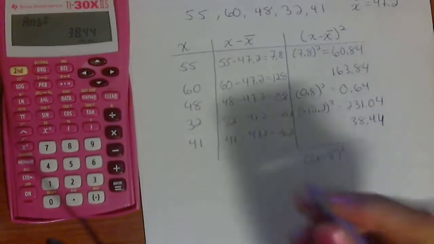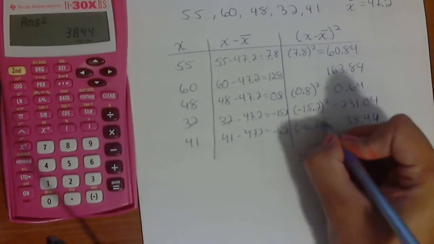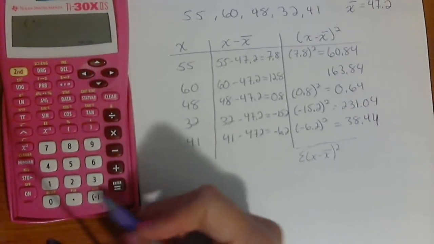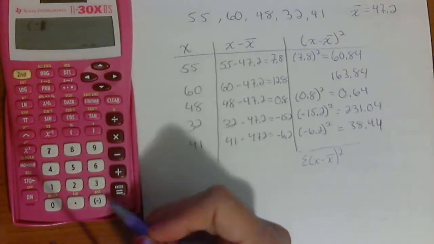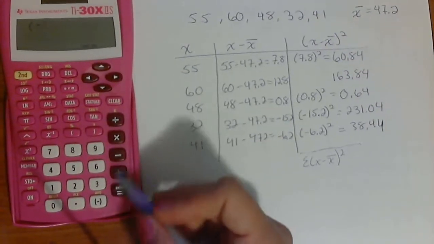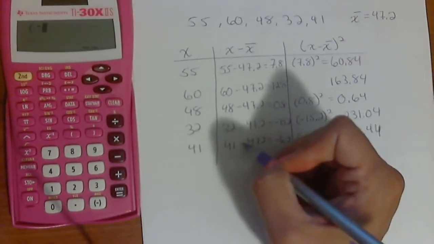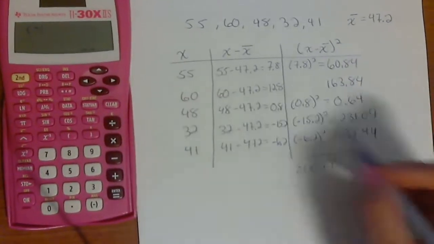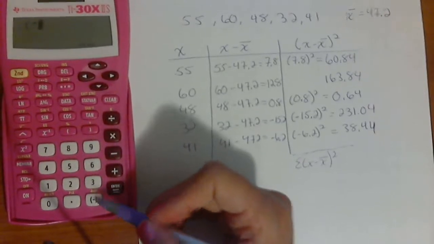Well, just to check ourselves, this is negative 6.2 squared. So I put in parentheses negative, and whenever you're doing a negative, make sure that you use the negative key down on the bottom, not the minus sign, okay? There is a difference. Whenever it's in a formula like this, or in a problem with the minus in between two numbers, then you can use the minus sign. If it's a single number, such as this, you've got to use this negative on the bottom.